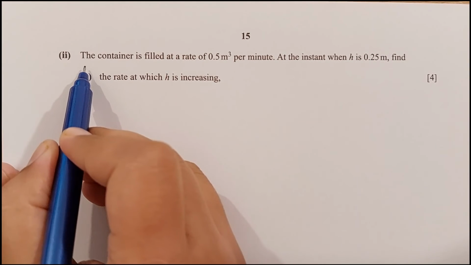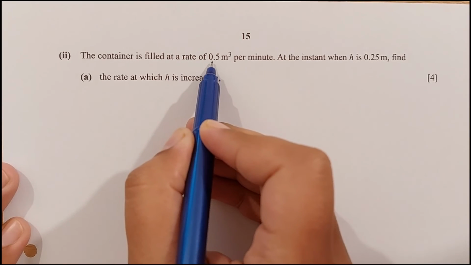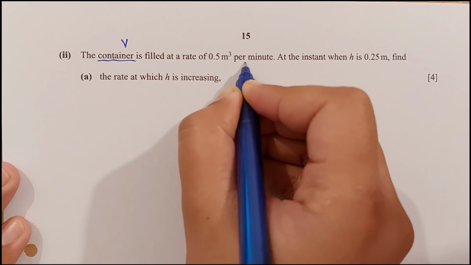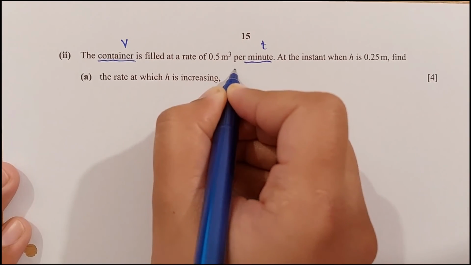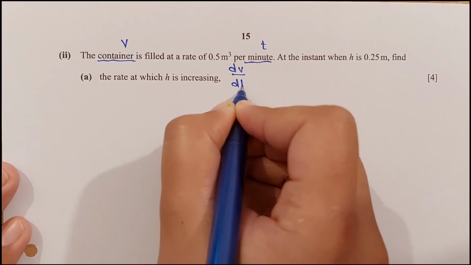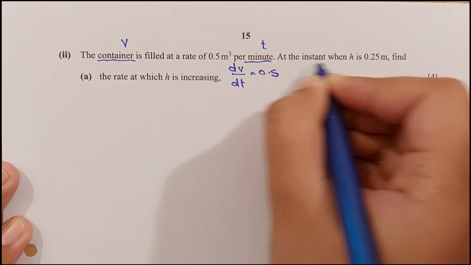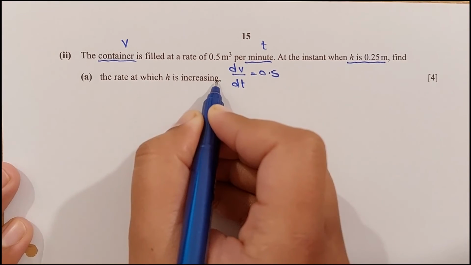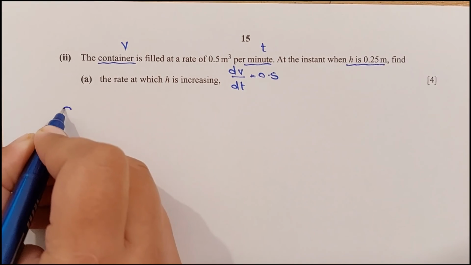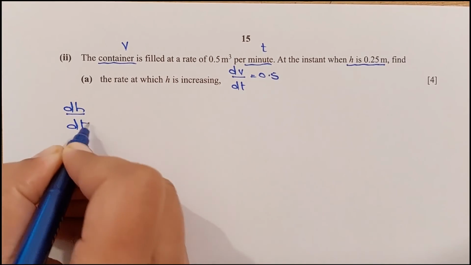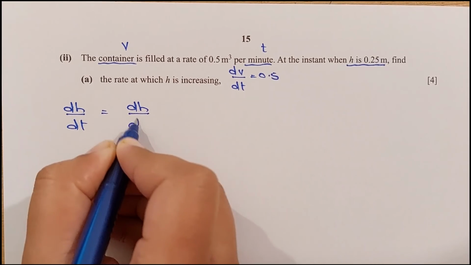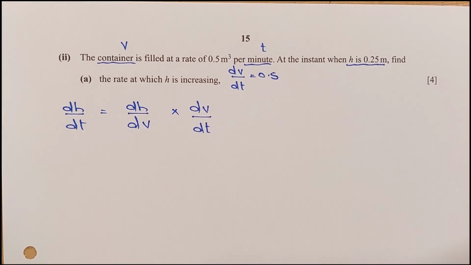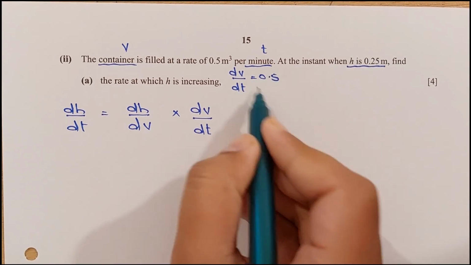Now for the second part, the container is filled at a rate of 0.5 meter cube per minute. Container is filled means the volume, and minute says the time. So the rate means dV over dt, which is given as 0.5. At the instant when h is 0.25 meters, find the rate at which h is increasing, meaning dh over dt. We have dh over dt equals dh over dV times dV over dt.